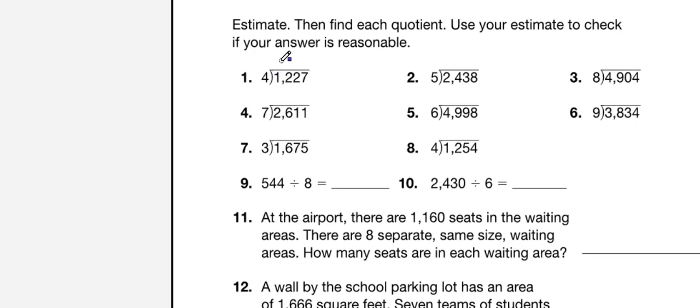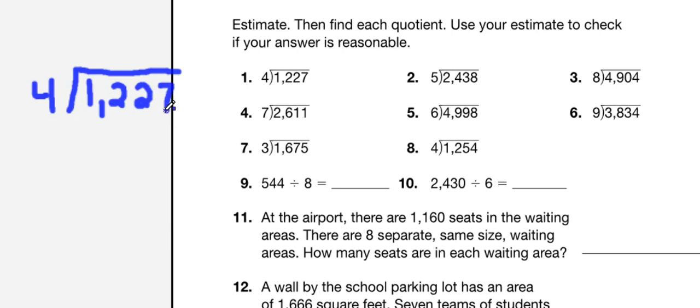1,227 divided by 4. So let's rewrite that over here. So we'll do our 4. And we're thinking how many 4s fit into 1,227. Okay, so let's start with the thousands. How many 4s can fit into 1,000 evenly? Well, 4 doesn't fit into 1 if I skip count by 4s. So let's put our 0 there.